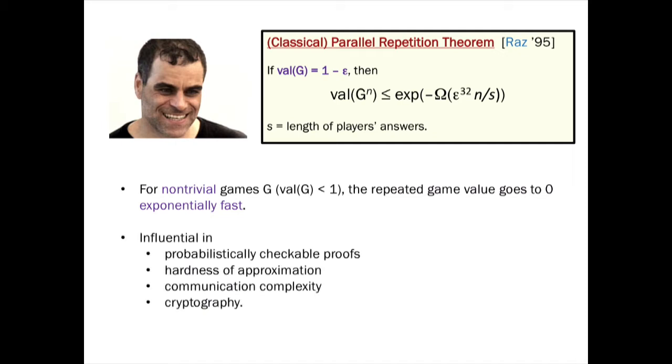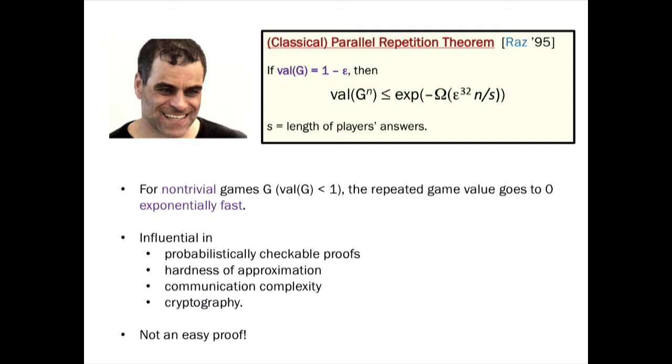Okay. But this theorem was extremely influential in classical theoretical computer science, and it's been used in probabilistically checkable proofs, the hardness of approximation, communication complexity, many other things. And it's not an easy proof to show this bound. Okay.